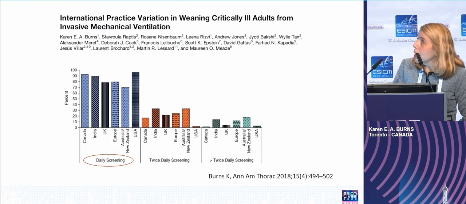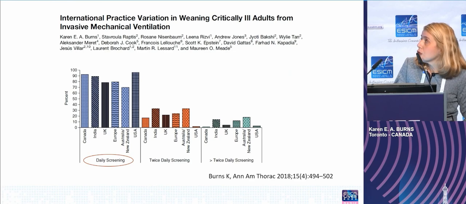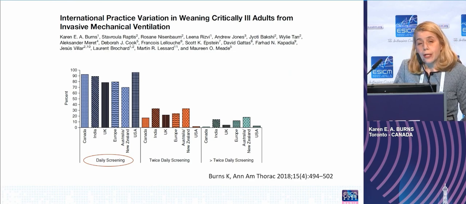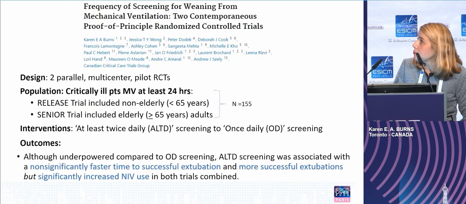And you may ask, well, why is that important? Well, because I think, at least from this international survey and some international observational studies, we can pretty well say that once daily screening in the ICU environment is pretty well the standard of care. So to compare more frequent screening to usual care, I think is no longer relevant in clinical practice, that future trials should compare more frequent screening to once daily screening as the control arm.